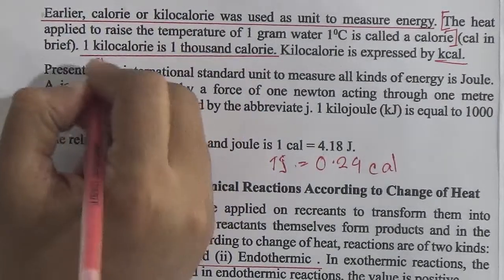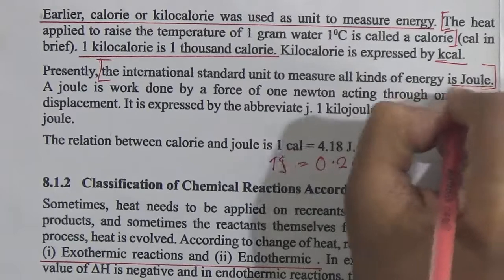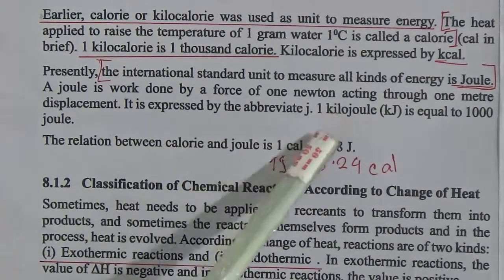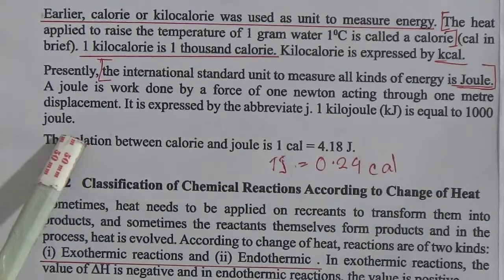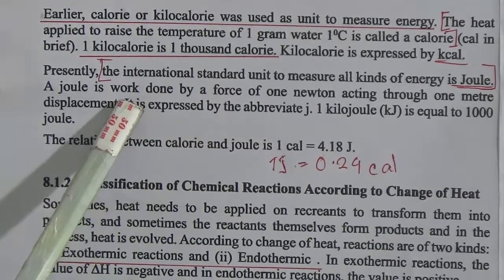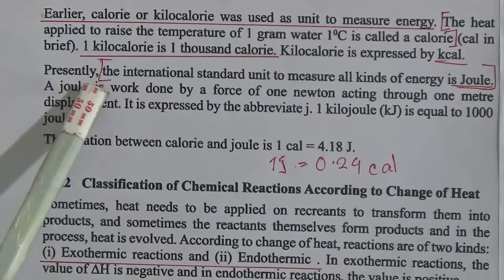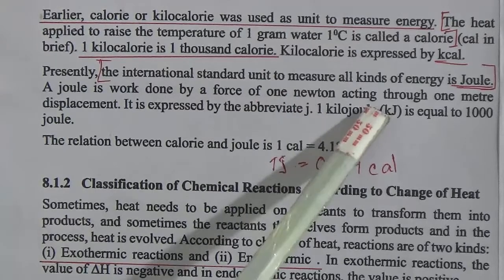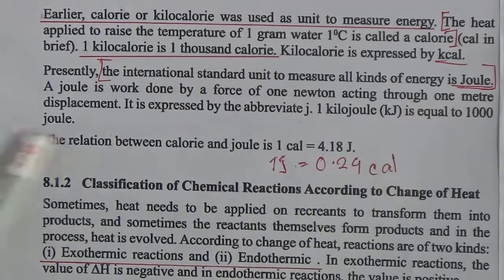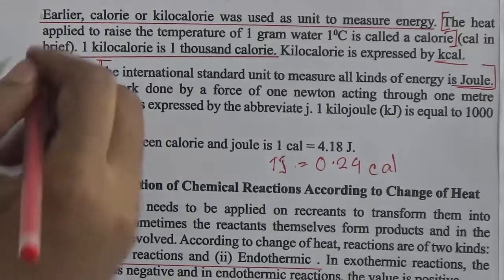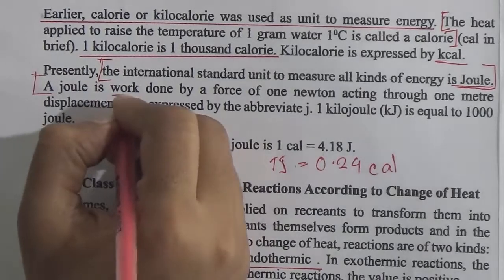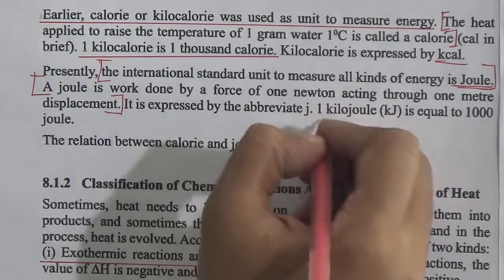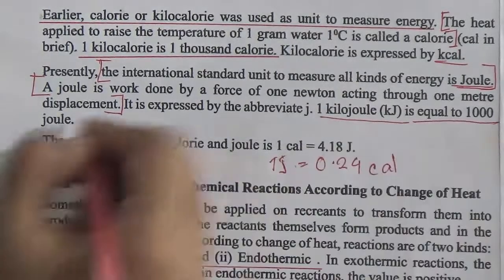Now presently the international standard unit of all kinds of energy is the joule. That means the SI unit of energy is the joule, and 1 kilojoule is equal to 1000 joules. We know the definition: 1 joule is the work done by a force of 1 Newton acting through 1 meter displacement. This is the definition of joule. You have to memorize it, and 1 kilojoule is equal to 1000 joules.